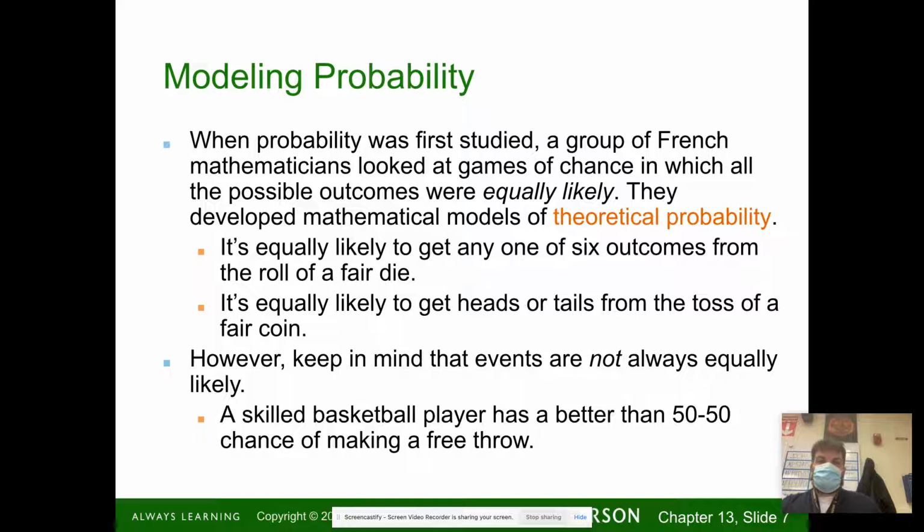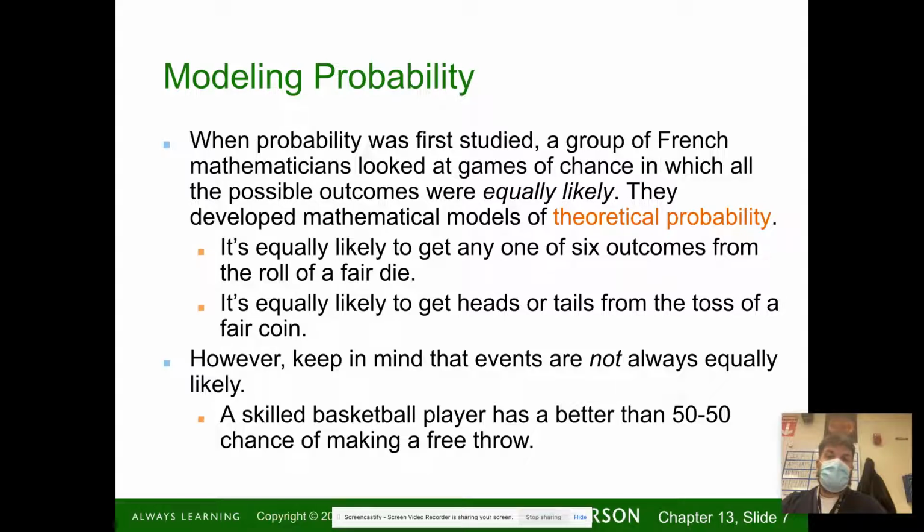Okay. So when probability was first studied, a group of French mathematicians looked at games of chance in which all the possible outcomes were equally likely. They developed mathematical models of theoretical probability. So we're going to talk about theoretical probability and empirical.